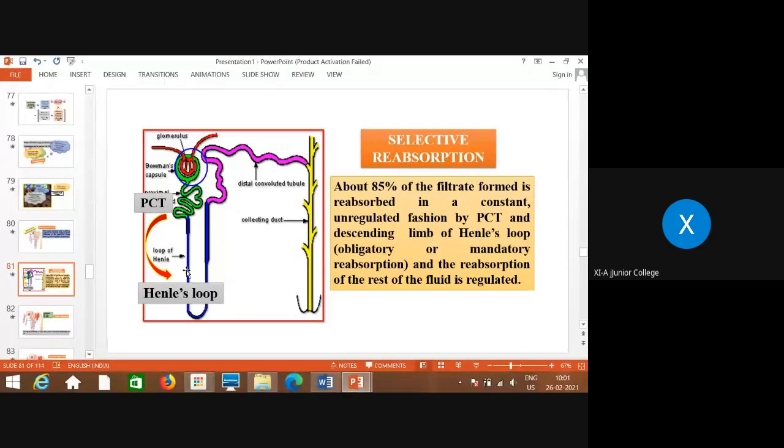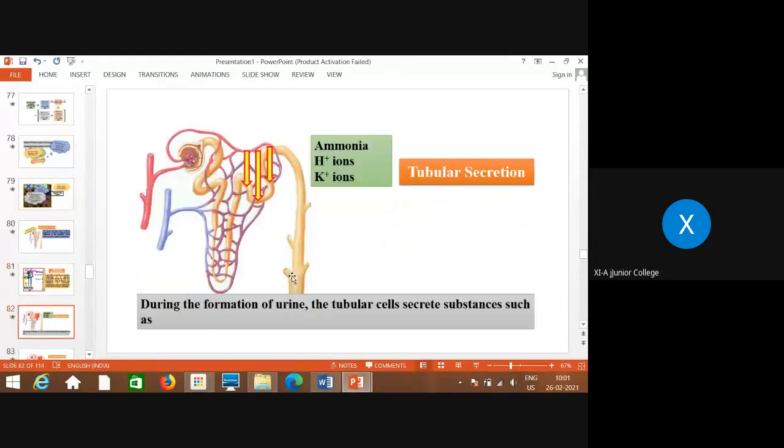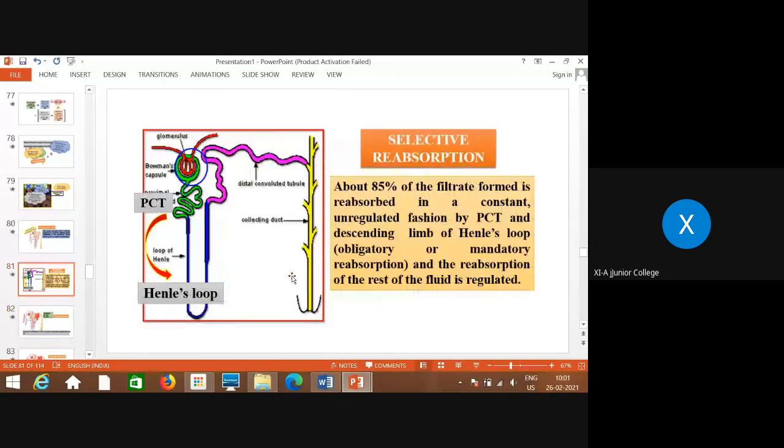Now try to understand how this loop of Henle helps in reabsorption. One thing you remember is that the descending limb of the loop of Henle has the ability to reabsorb water, that is, this region is permeable to water, and the other limb, the ascending limb of the loop of Henle, is impermeable to water.